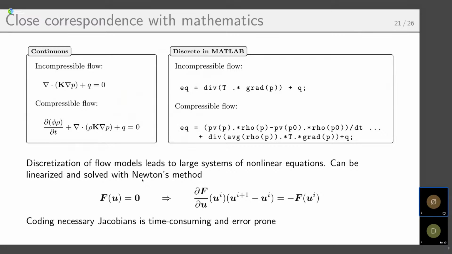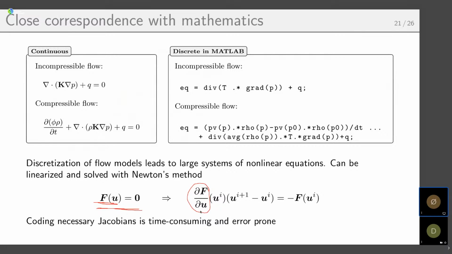So discretization of flow models leads to large systems of nonlinear equations in general. And this can be solved with Newton's method. I'll not go into detail. Essentially, we have a nonlinear residual equation and we want to solve that. We linearize and solve for an update, do that update and continue until the residual is below a certain tolerance. And in order to do this, we see that we need to compute this guy here.